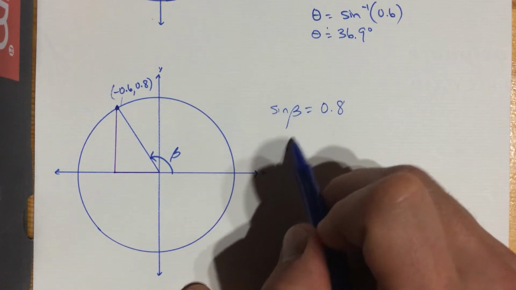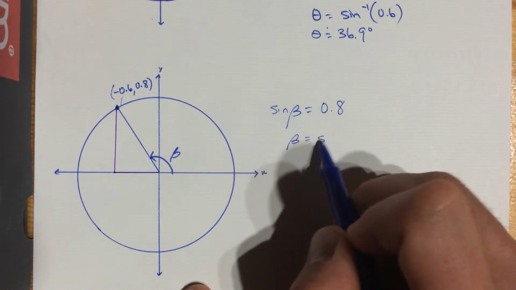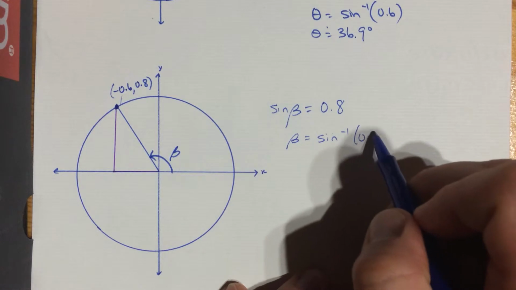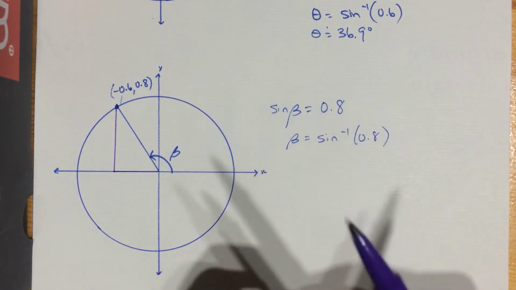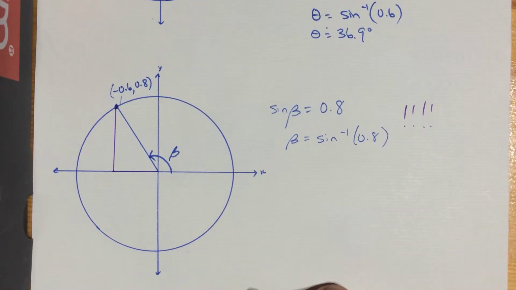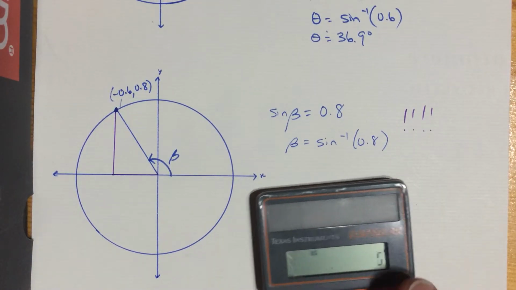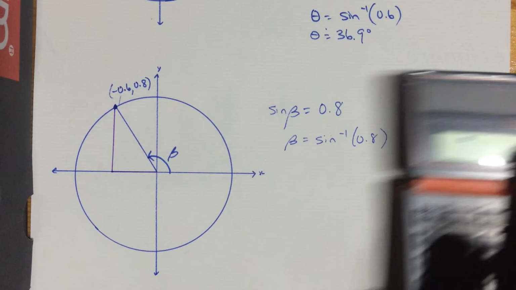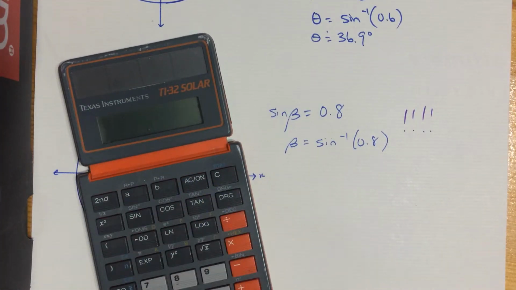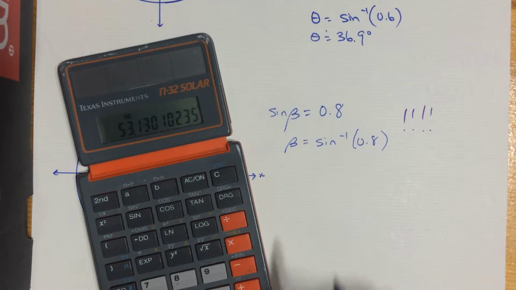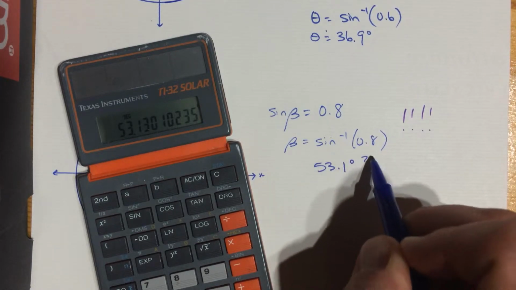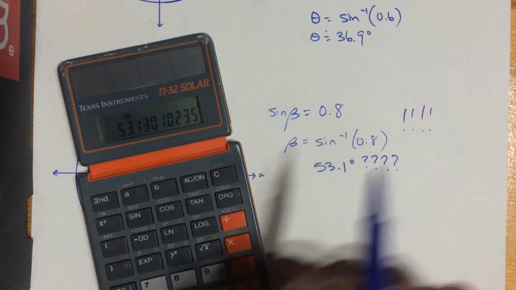Okay, and then if I take sine inverse of 0.8, I'm just going to put some exclamation points here right now because I want you to be really careful about this and watch what happens. If I just punch in 0.8, and sine inverse, what do I get? 53.1 degrees. Wait a second.